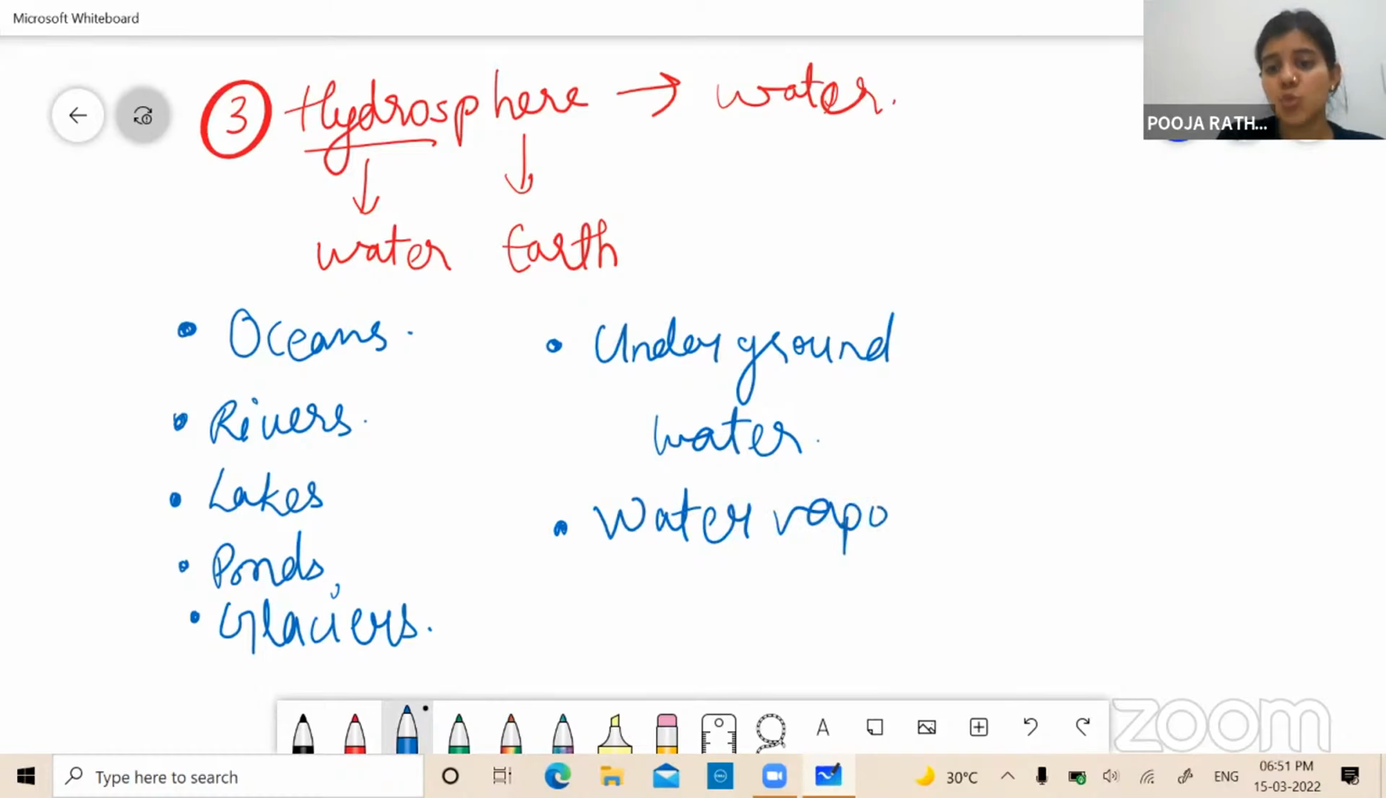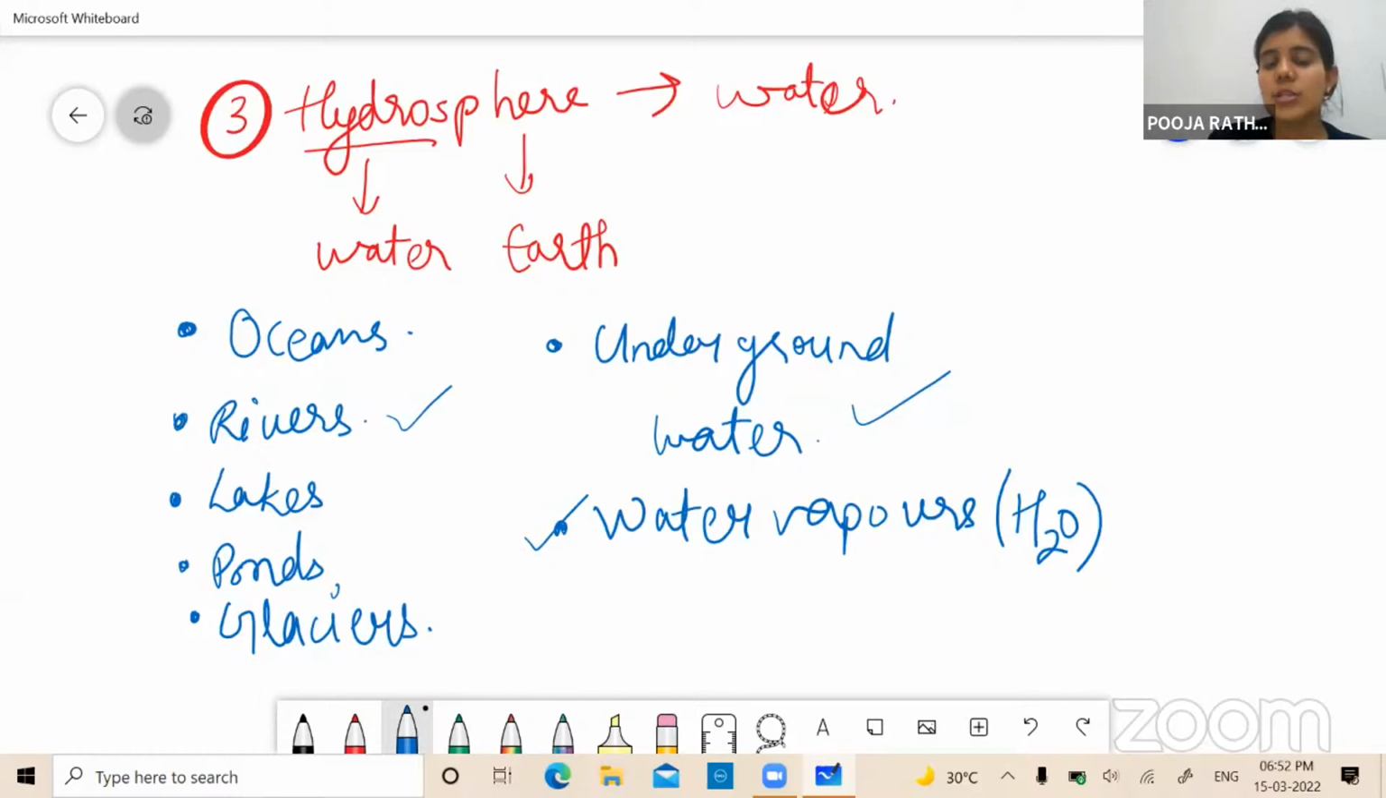It will not come under atmosphere because it contains water. Maybe it is in the form of gas, H2O, but we will count it in hydrosphere, not in atmosphere. So these are all the watery things found on Earth: oceans, rivers, lakes, ponds, glaciers, underground water, and water vapor. Out of these, the useful ones are rivers, then underground water and water vapors.